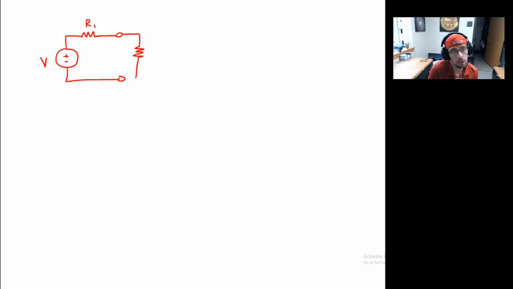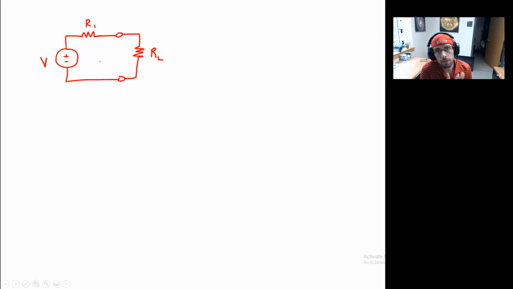So here's what the scenario is. Let us consider for a moment a single potential supply and a resistor. I'll call this R1. And then we will have our load resistor. Okay, so there's my output terminals. And in addition to this circuit, I have my load resistor, RL.